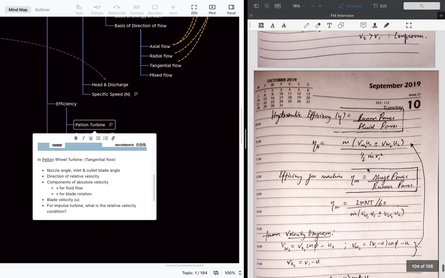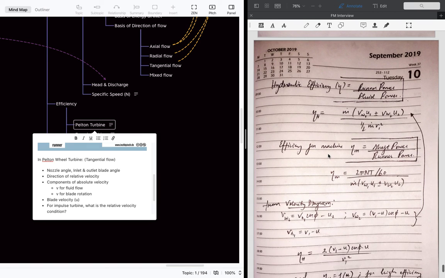Okay. So the hydraulic efficiency is nothing but the runner power divided by the fluid power. So the formula is this, and the efficiency of the machine is nothing but the shaft power divided by the runner power or blade power. The formula is something like this.